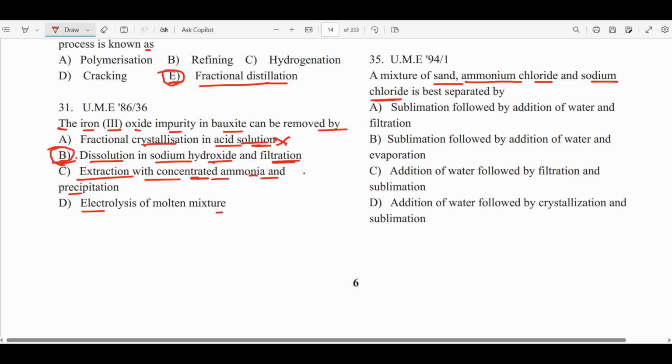Of course, when you have ammonium chloride in a mixture of sand, ammonium chloride, and sodium chloride, the first thing is to carry out sublimation. Apply a little bit of heat that will make the ammonium chloride escape away as gas. Then you'll be left with sand and sodium chloride. Then you can dissolve in water and then filter. So this is the answer A.